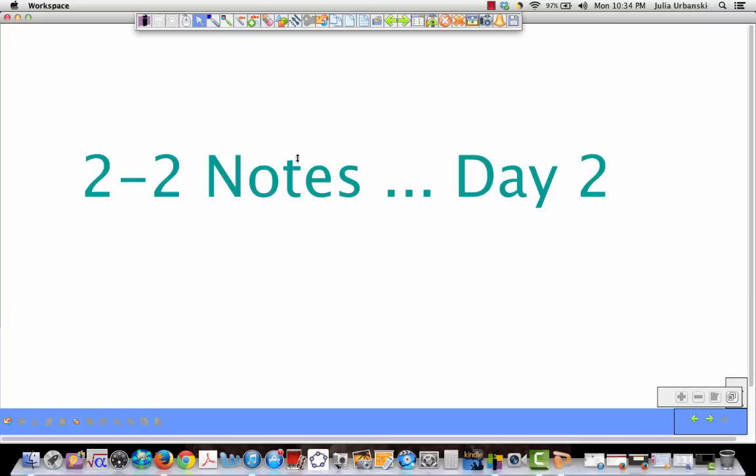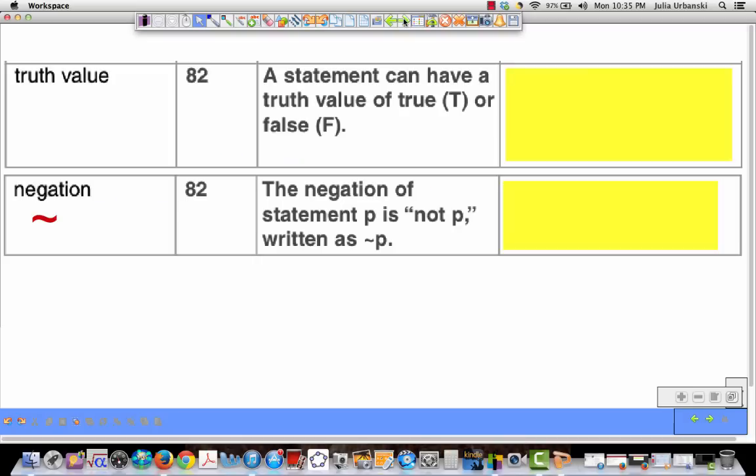Okay, so let's look at some ideas here before you come back to class tomorrow. This is the second day of 2-2 notes. Looking at your test booklet, you should have already gone through all of these vocabulary, including the keywords here.